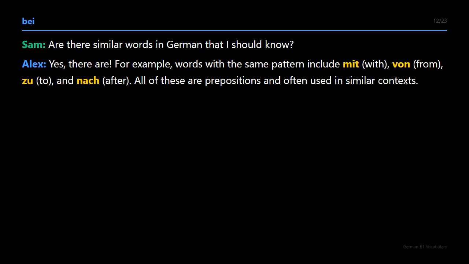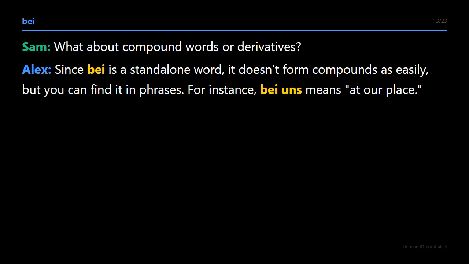Yes, there are. For example, words with the same pattern include Mit, with, Von, from, to, and Nach, after. All of these are prepositions and often used in similar contexts. What about compound words or derivatives? Since Bei is a standalone word, it doesn't form compounds as easily, but you can find it in phrases. For instance, Bei uns means at our place.